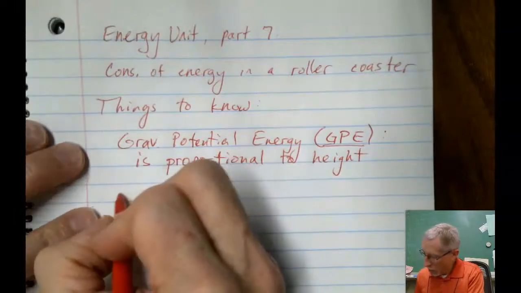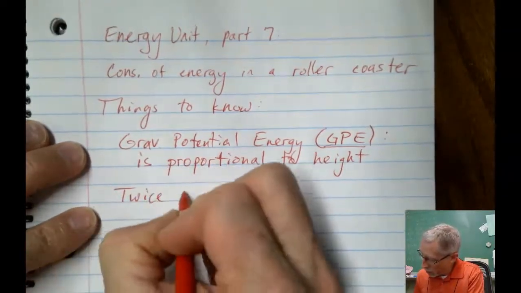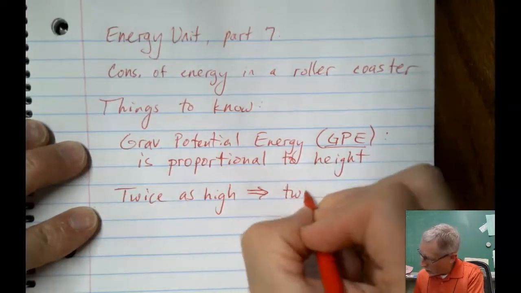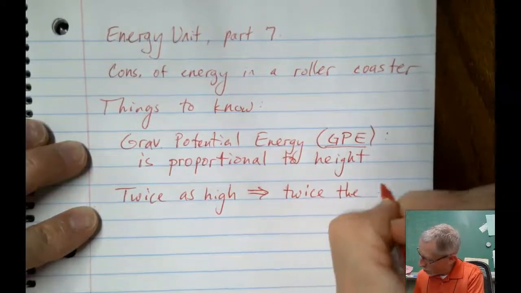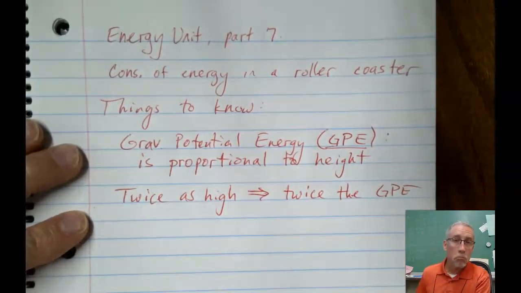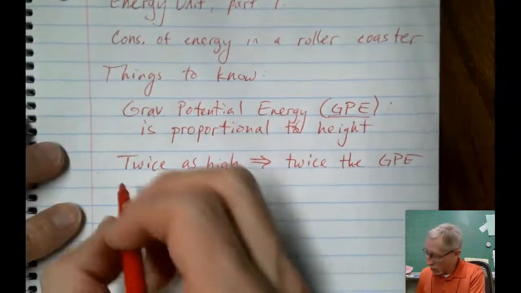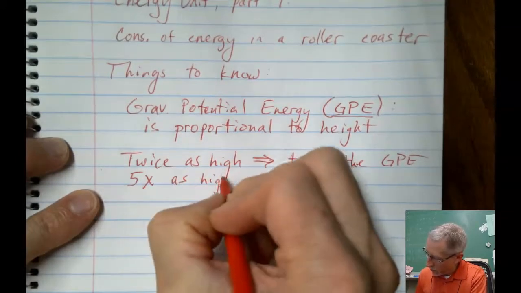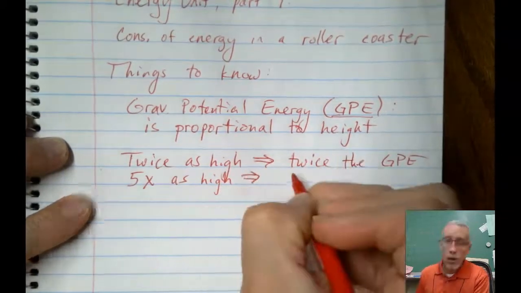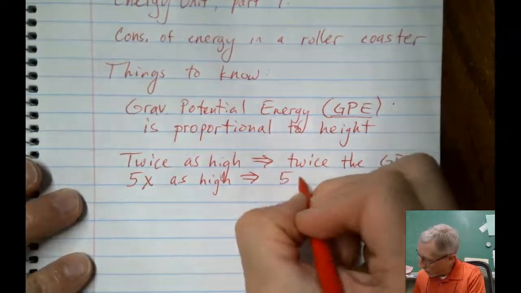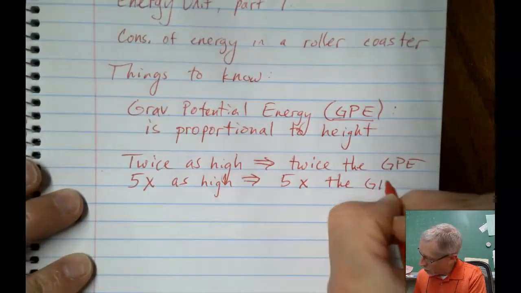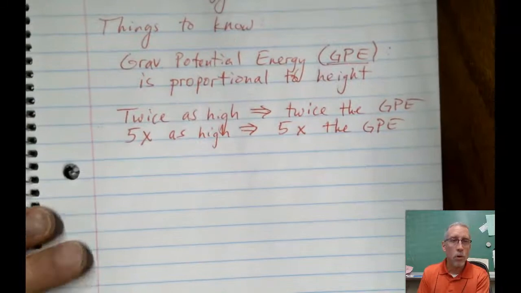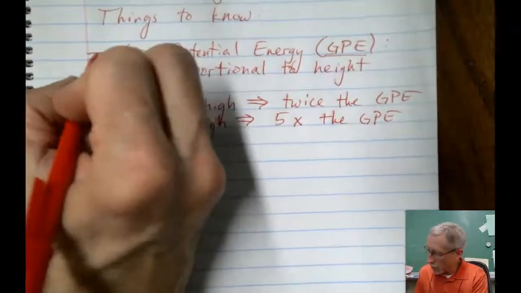Okay? So, for example, if something is twice as high, maybe you move it up higher, that means it has twice as much gravitational potential energy. That's what we mean by proportional to. If we're 5 times as high, so let's say you climb up 5 times higher than where you started, you will have 5 times the GPE. Kind of a simple relationship, okay? So we're going to use that when we do some of these roller coaster problems. All right, so that's one thing to know.